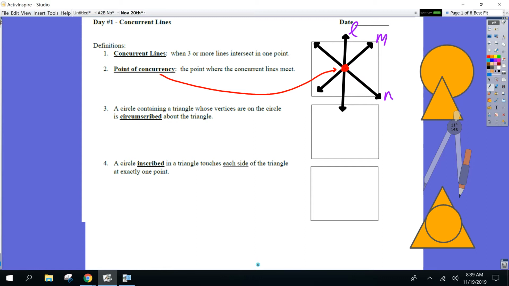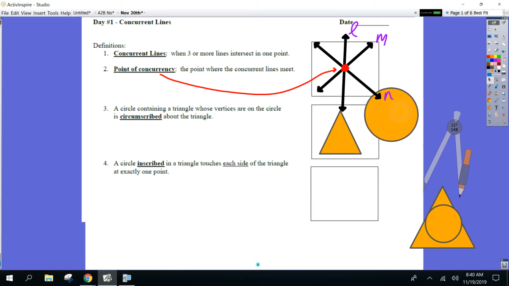Now we have a third new term called circumscribed. Circumscribed: I have a circle that is drawn around a triangle. So everyone in that box right now, draw yourself a triangle. Doesn't have to be anything fancy. Now you're going to circumscribe a circle around your triangle, meaning you're going to draw a circle around your triangle so that each vertex touches the circle. How many vertices does a triangle have? Each of those 3 vertices touches the circle.